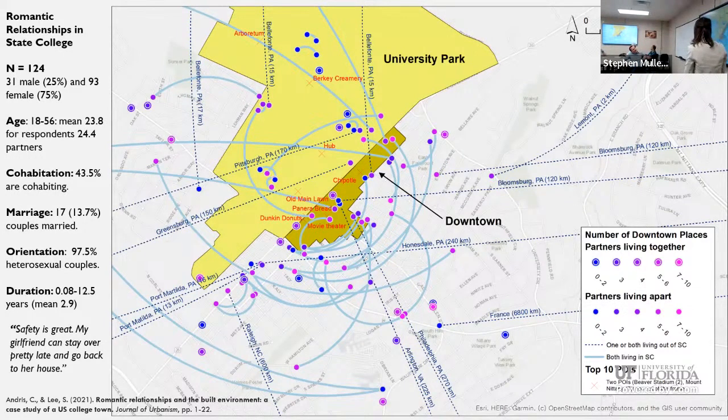So this is an urban planning kind of project that is one of the first ones to take a look at romance in the built environment. And a lot of people said that their most romantic times were together in nature. So we recommended some more hiking areas.